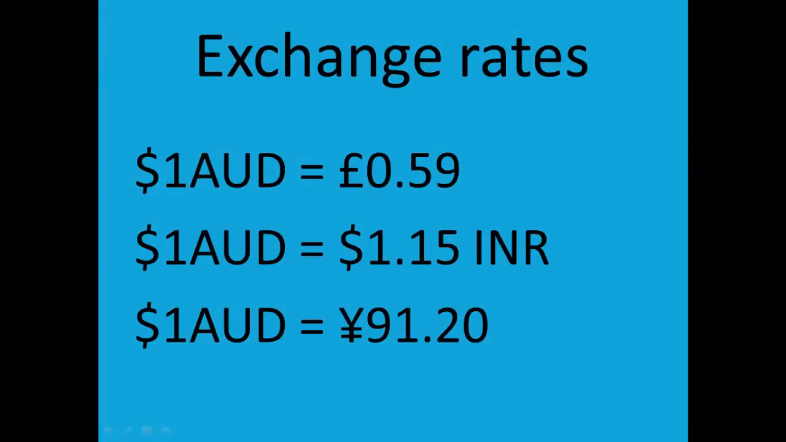Before I explore Xero, let's briefly talk about foreign exchange rates. An exchange rate is a relationship between a country's base currency and another country's currency. So you can see here there are three currencies. 1 Australian dollar buys 0.59 sterling pounds, that's UK currency. 1 Australian dollar buys 1.15 Indian rupee, and 1 Australian dollar buys 91.20 Japanese yen. So a single Australian dollar buys different values of the unit of foreign currency.